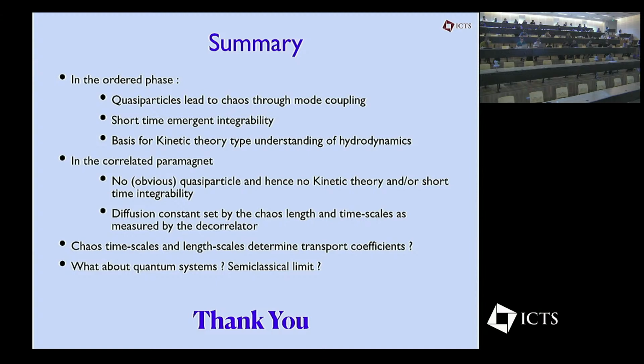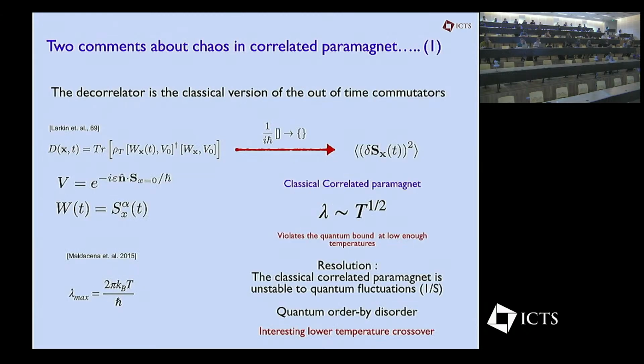Could you please, I just didn't understand the argument about the bound on chaos. The bound on chaos is 2πT over ħ, so you have a classical spin, so why do you say it's breaking the bound? Oh, no, I'm not saying that it's breaking the bound per se. I'm saying that this is the classical limit, but if you want to take semi-classical corrections, I think you have to restore the bound. So the question is, how do you restore the bound? Okay, yeah. Thanks.